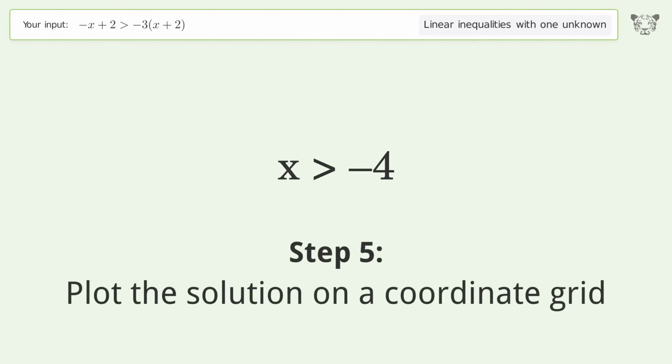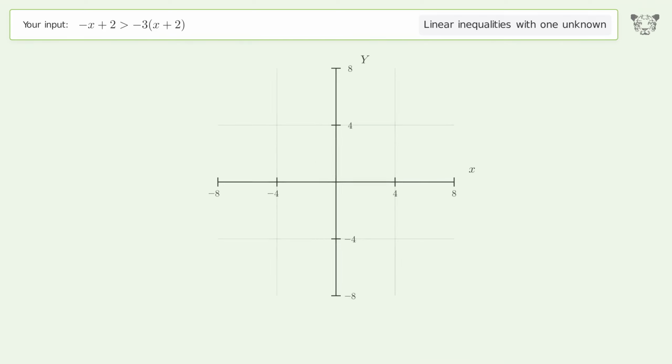Plot the solution on a coordinate grid. And so the final result is x greater than -4.